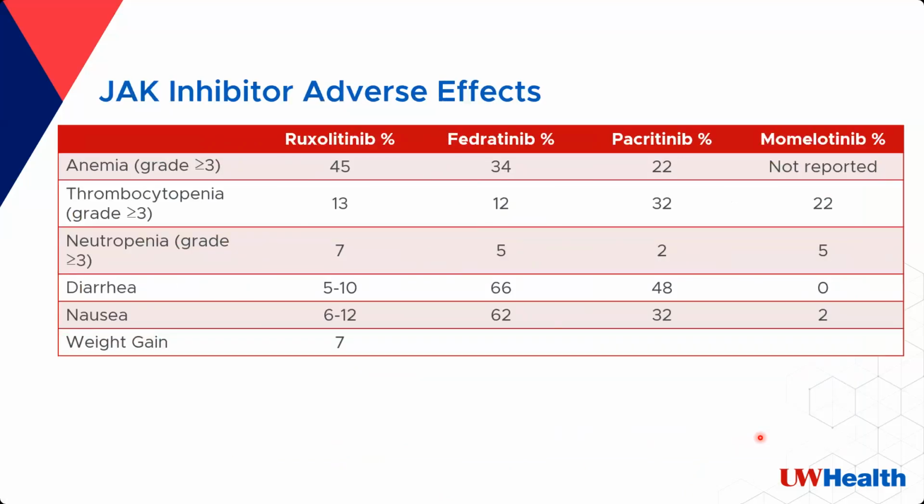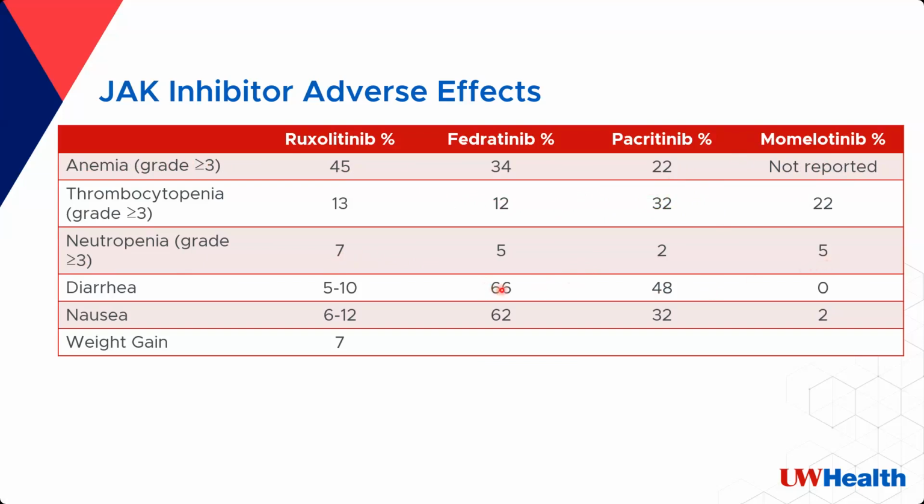Thinking about side effect profiles, and these are grade 3 and above for these hematologic toxicities. For anemia, it's been reported more with ruxolitinib. Obviously, momelotinib is indicated in patients with anemia, so the package insert didn't report any incidence. With thrombocytopenia, there's a high reported incidence with pacritinib, but it's worth calling out that in the trial with pacritinib, they enrolled patients with platelets less than 50, so some of that can be skewed for that reason. And then a little bit higher incidence of neutropenia with ruxolitinib.